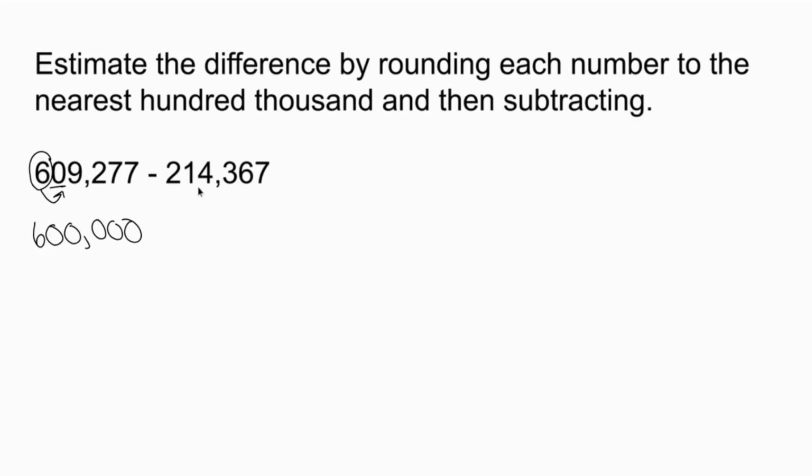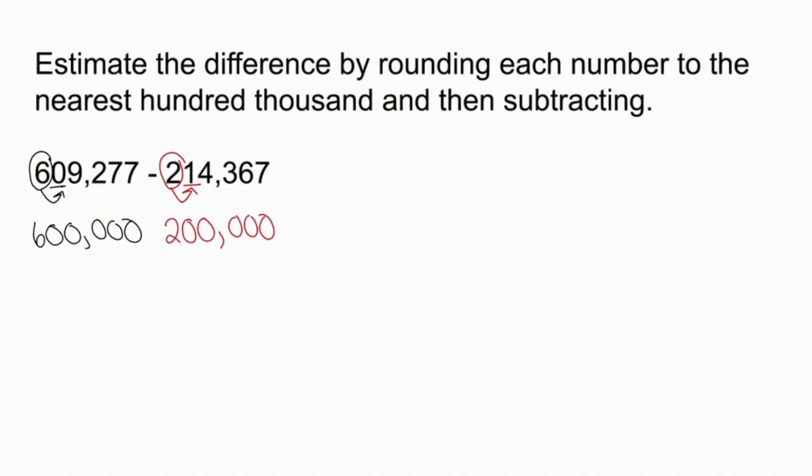Let's do the same thing with 214,367. Now this is our ones place value, tens place value, hundreds, thousands, 10,000s, 100,000. So let's circle the 2. Look at the number to the right of it. 5 or above, give it a shove. Nope. 4 and below, let it go. Yep, 1 is 4 and below. So we're going to leave 2 as 2. All the numbers become 0. 0, 0, comma, 0, 0, 0.